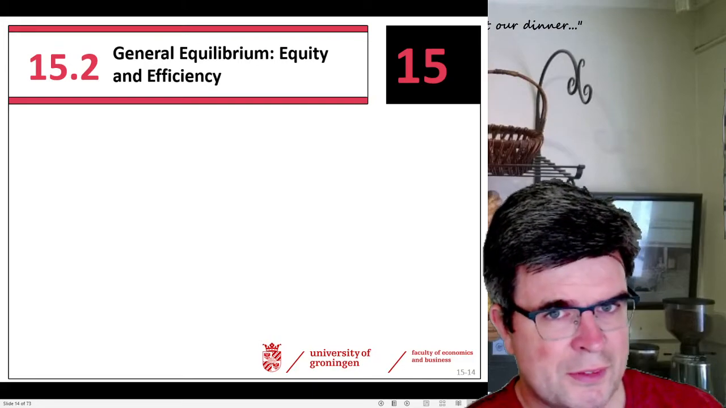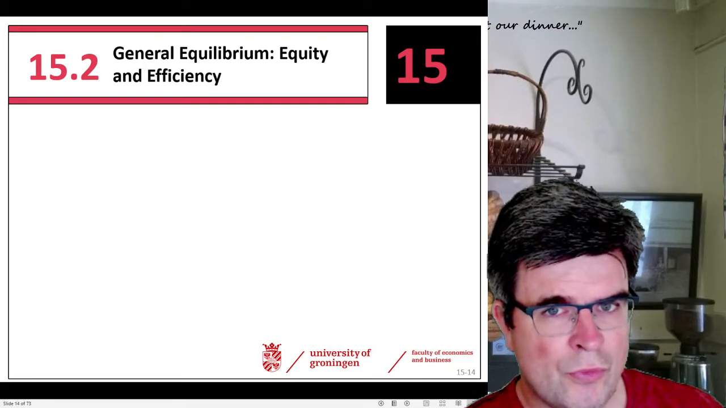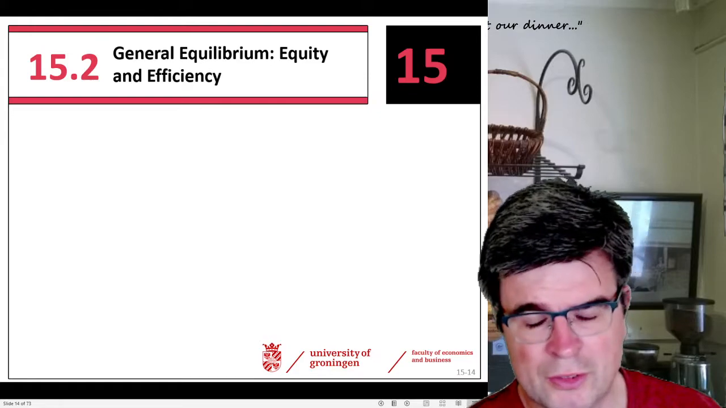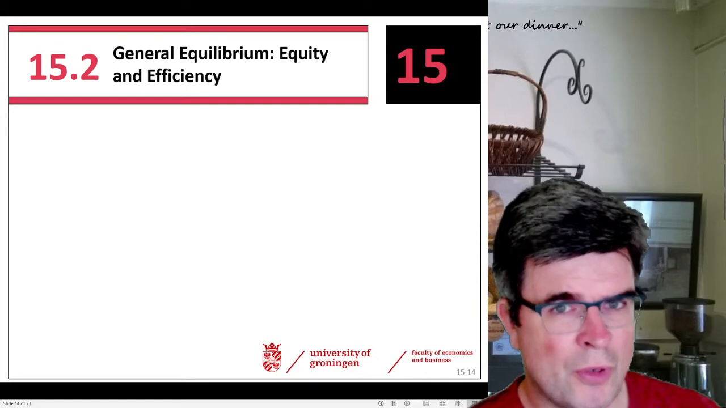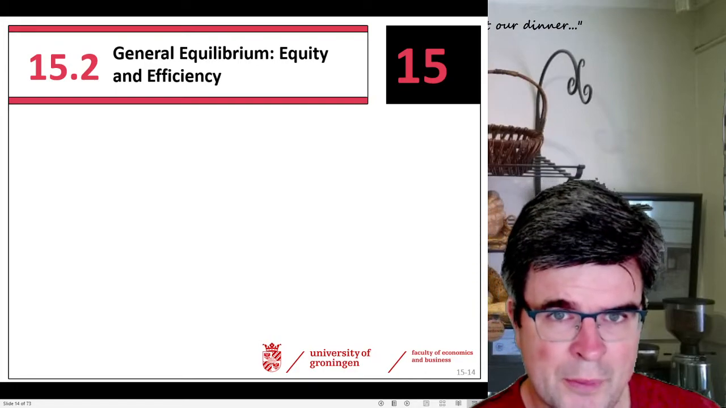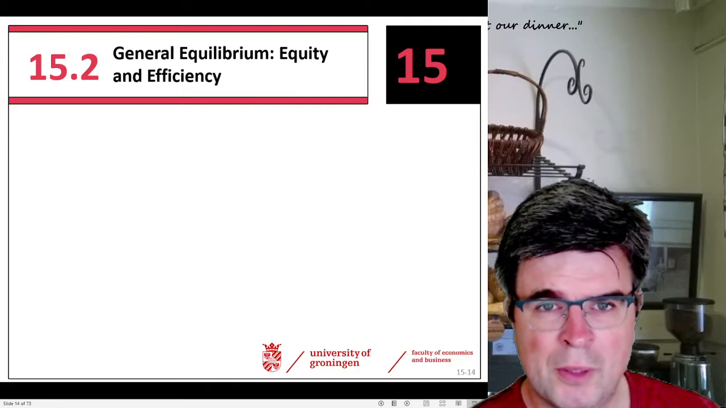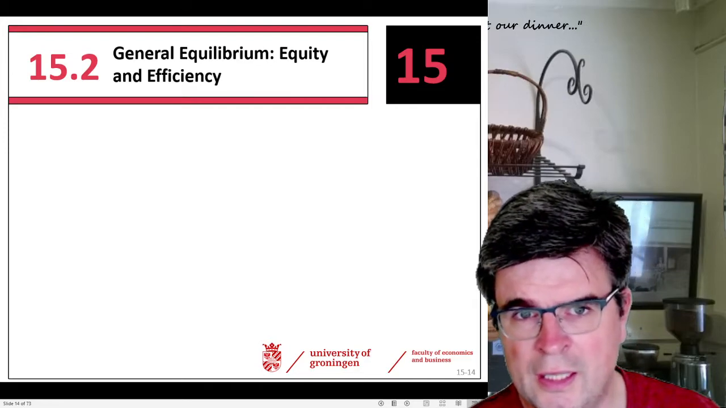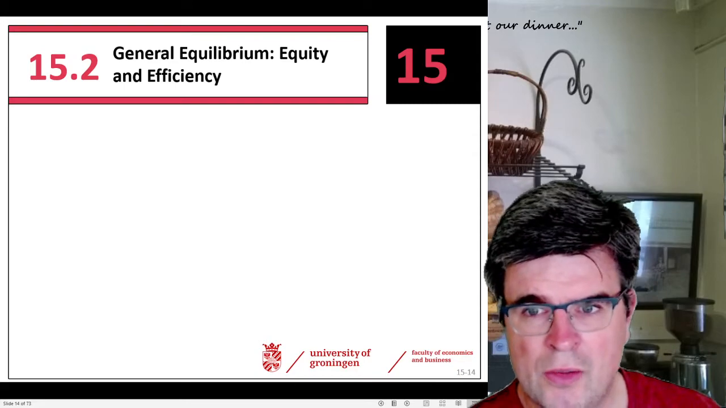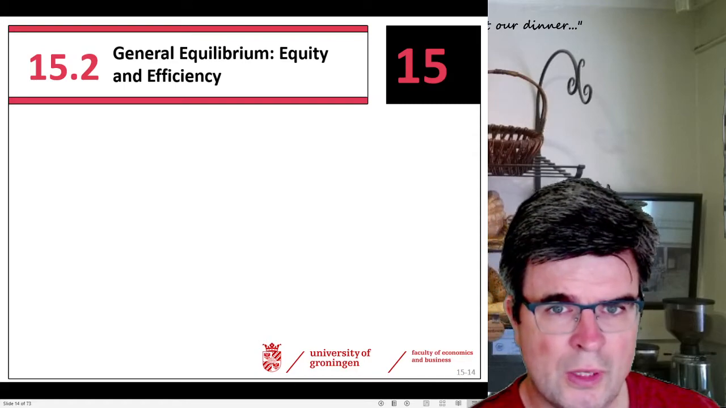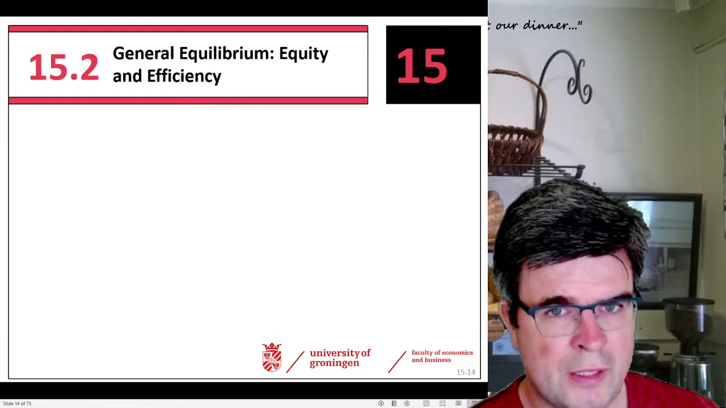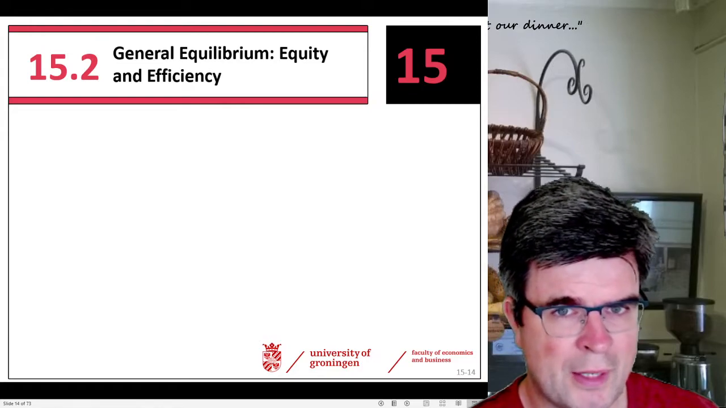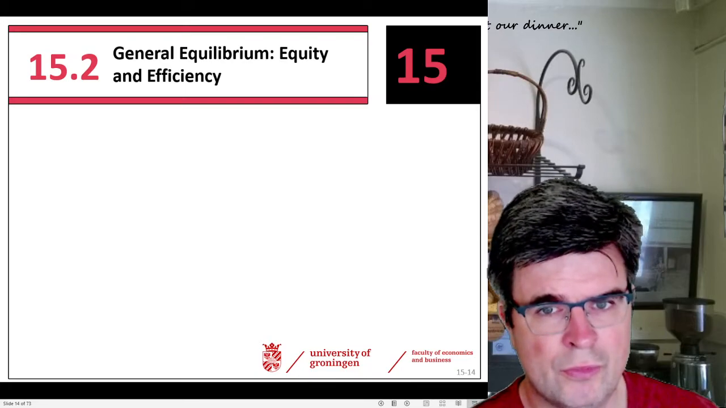Now, it's very nice that we are able to find the equilibrium price and quantities in multiple markets if we study them together, but we also want to know to which extent the equilibrium outcome is a desirable outcome. So let's look a little bit at the equity and efficiency of the equilibrium outcomes. And these are two different things.